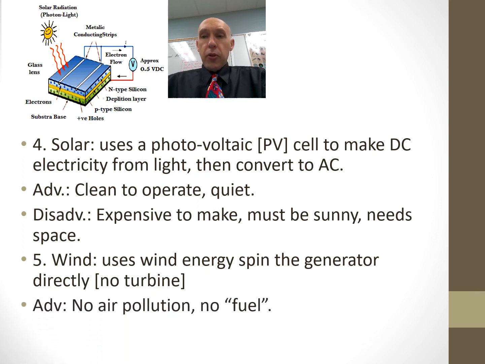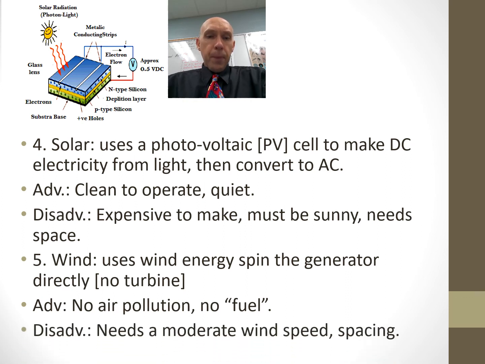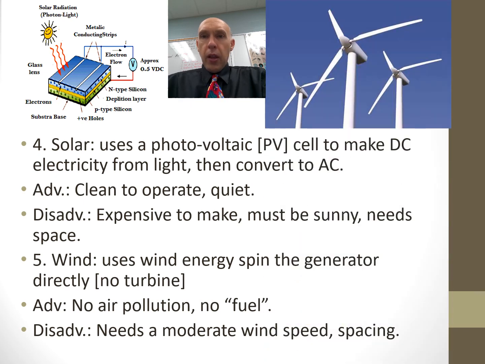Advantages: again, there's no air pollution, there's no fuel except in the production of making the wind turbines themselves. Disadvantage: they need a moderate wind speed because if the wind isn't blowing, they can't produce electricity. If it's blowing too fast, they can't make them spin too fast because they could actually break. So they're set up so that if the wind starts blowing too fast, they actually turn the blades to the point where the wind will just blow past them without turning the propeller. So that's a safety feature, and obviously they need a certain amount of space in between them in order to work properly. And you've obviously seen a bunch of these around if you've been around the area.